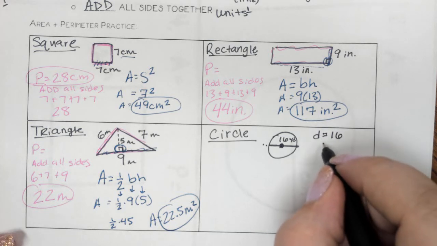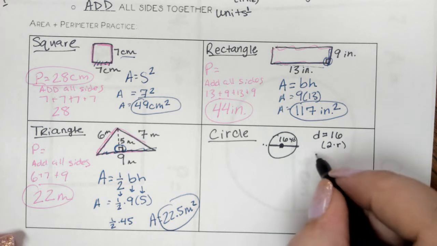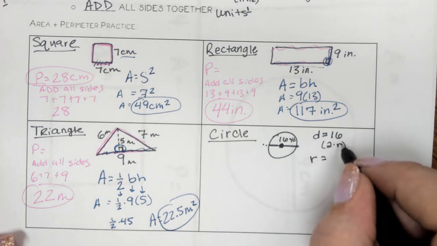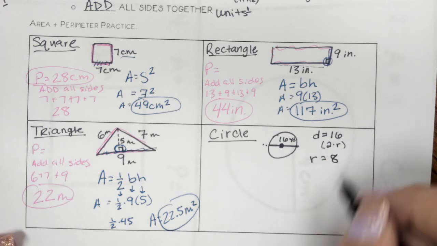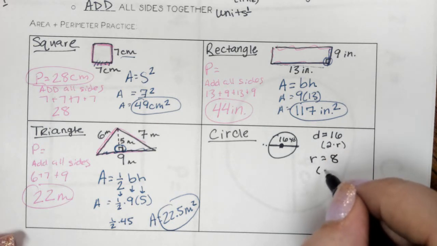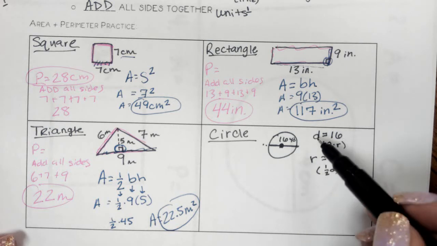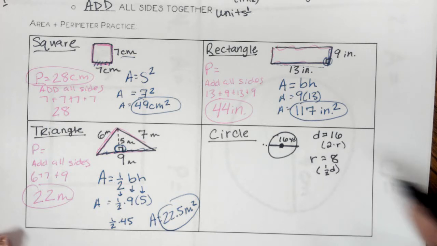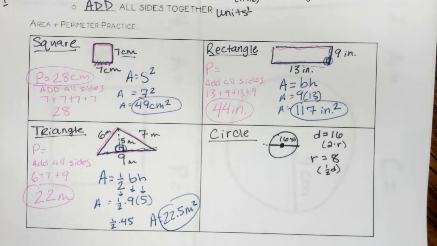Now the diameter is just 2 times whatever the radius is. So something times 2 gets us 16, that's 8. So the radius is 8. The radius is just half whatever the diameter is. So 16 divided by 2 gets us 8. Or half of 16 is 8. So I have the diameter and radius here.